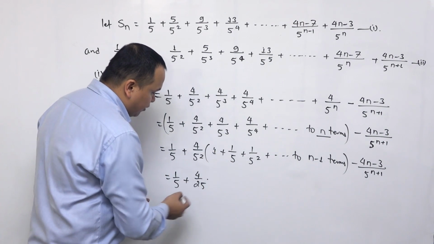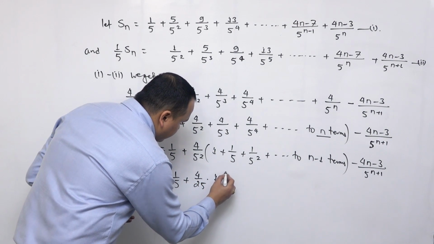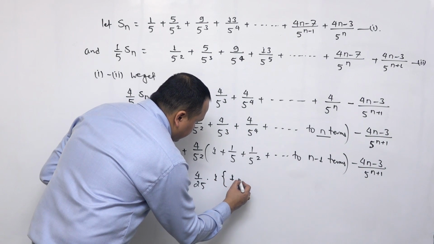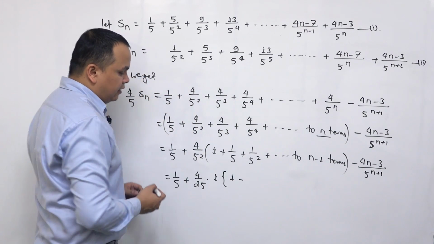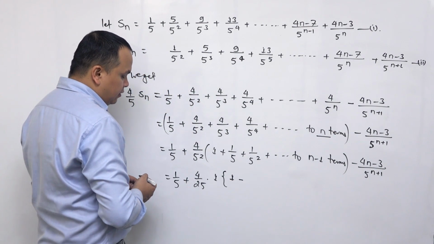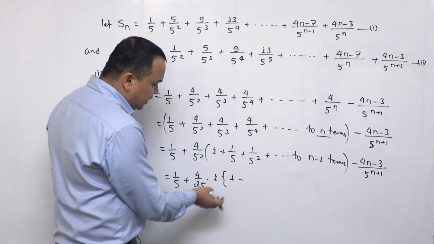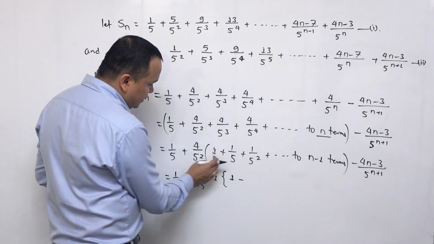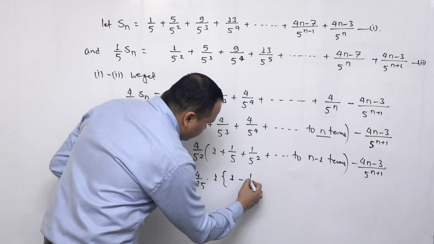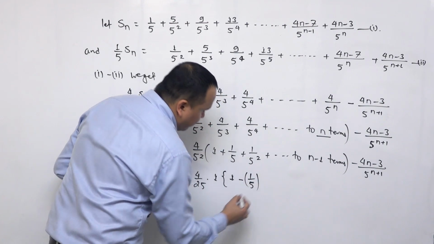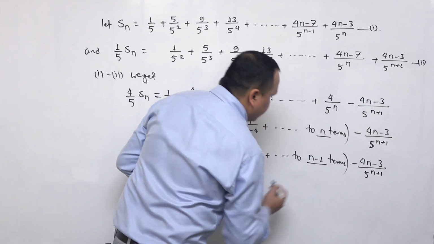A is 1, A times 1 minus r to the power n whole upon 1 minus r, and our r is T2 by T1, 1 upon 5, to the power n minus 1.